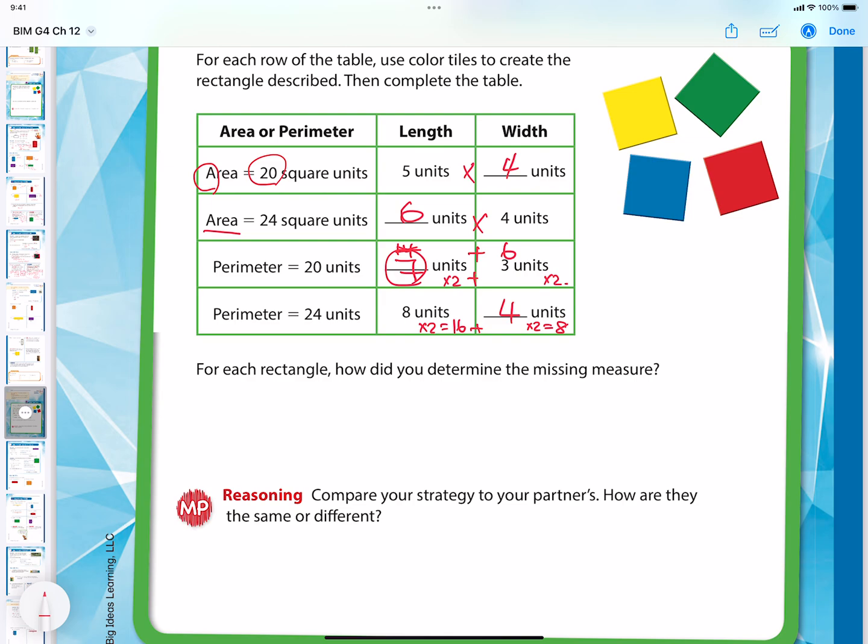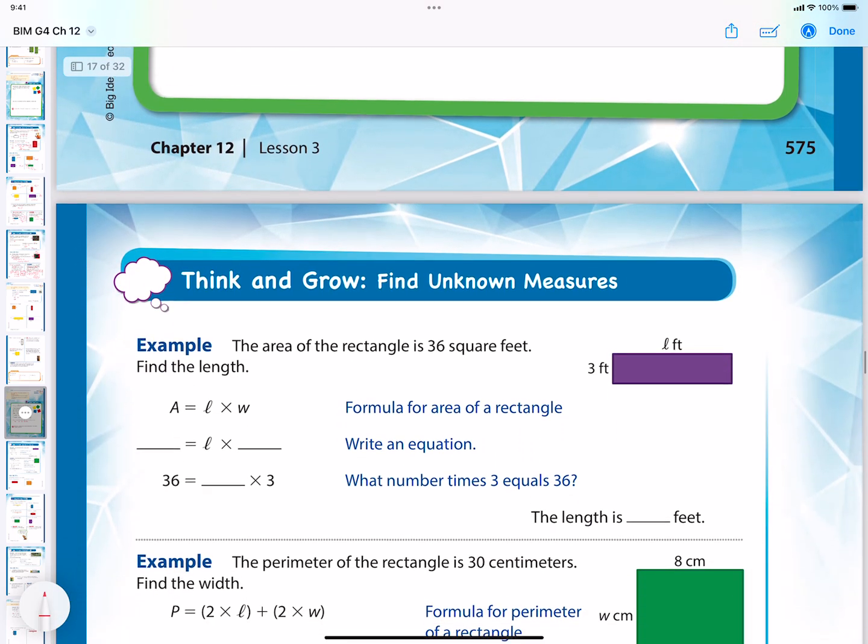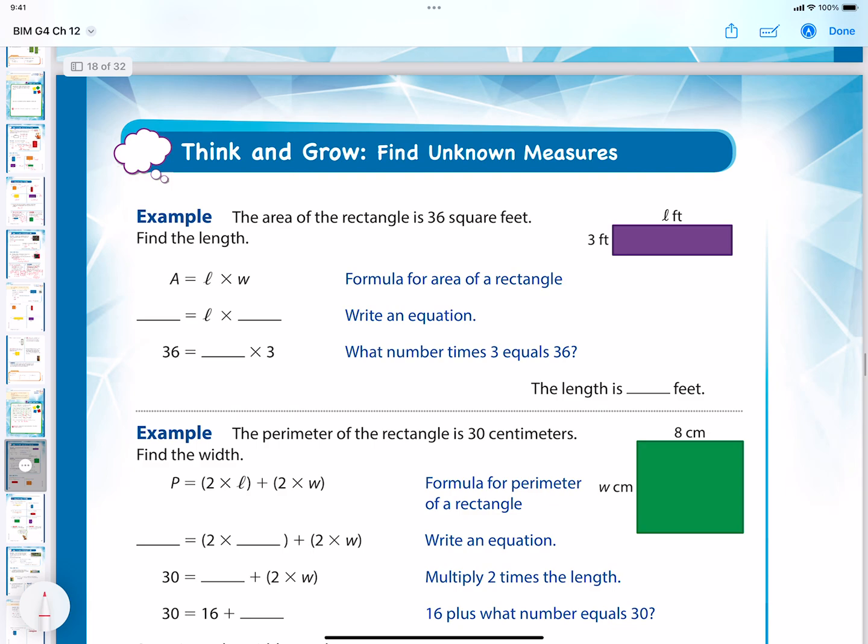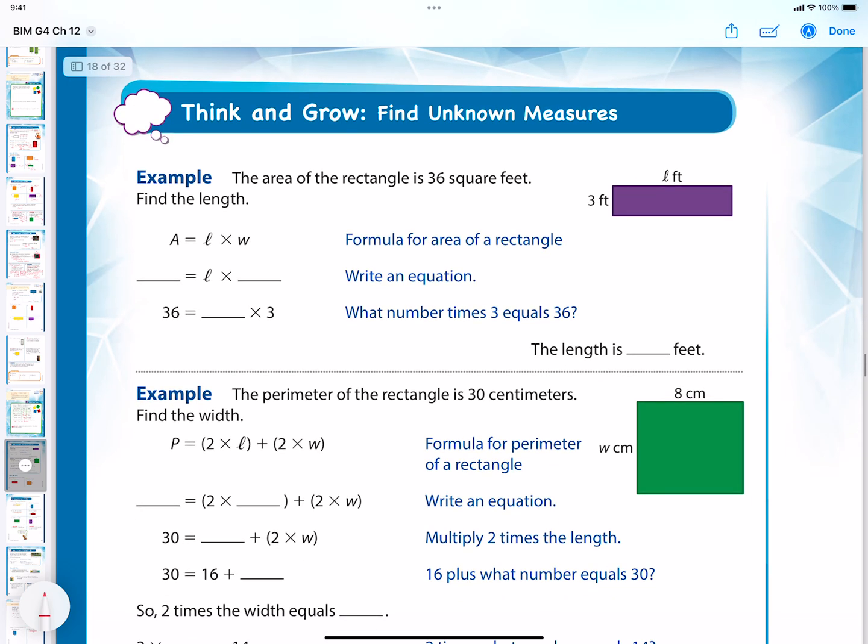We use the formula, okay? Now compare your strategy to your partner's. How are they the same? If you have any different strategies, please feel free to share with us, okay?